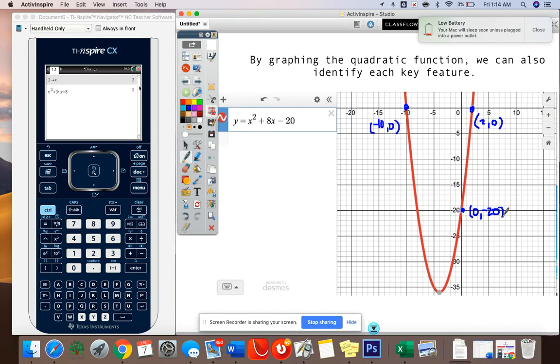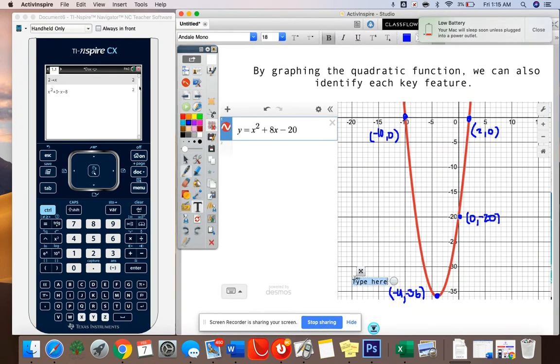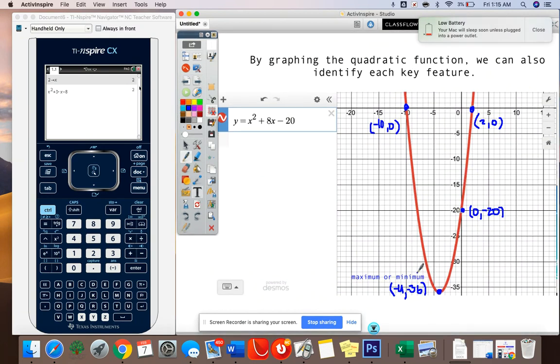Finally, our vertex can be found as the turning point of the graph. And we just talked about that. Our vertex would be -4, -36. We also discussed that the vertex would be classified as one of two things, a maximum or minimum. Here, our vertex is clearly a minimum value as it is the lowest point of the graph.